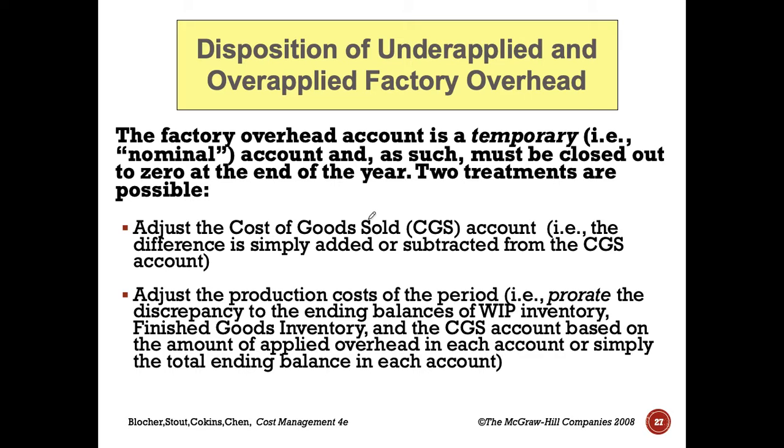And then the second one, adjust the production cost of the period. In this case, prorate the discrepancy to the ending balance of work in process inventory, finished goods inventory, and the cost of goods sold account based on the amount of applied overhead in each account or simply the total ending balance in each account.